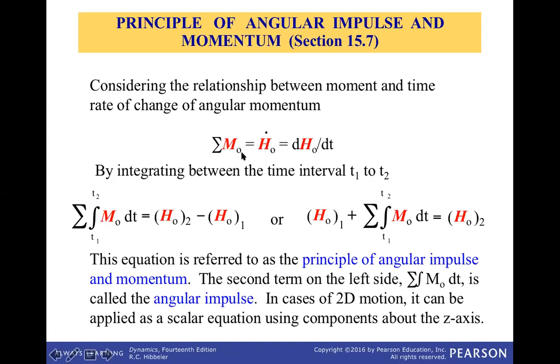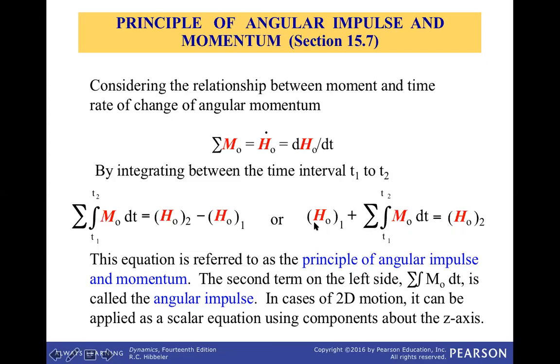On the left-hand side it becomes the summation of moment of forces times dt, and on the far right side it's just the derivative of the angular momentum H. Then you do integration on this side and integration on this side, so this is what you have. Or you can move this to the other side of the equation and rewrite it, so it becomes this.